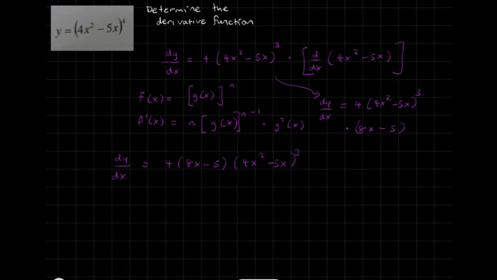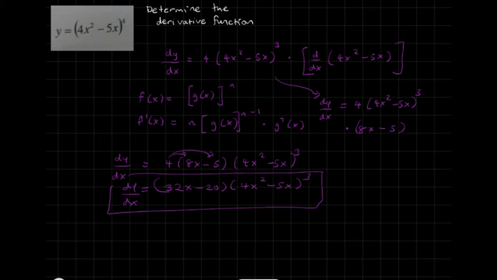Okay, and you can just leave your answer like this. If you wanted to expand this out, you can also do that as well, but it's really the same thing. Like if I do expand this out, you get 32x minus 20 times 4x squared minus 5x cubed. So it really means the same thing. Okay, and that's your derivative function. So you can either use that or that.